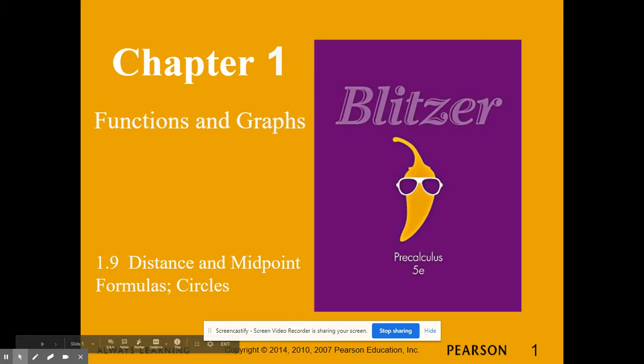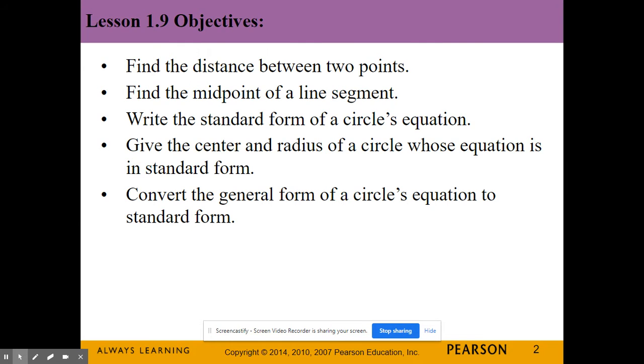All right, welcome to lesson 1.9. We're going to be talking about distance and midpoint formulas and circles. So let's quickly look at the objectives. We're going to find the distance between 2 points. We're going to use the midpoint formula, and then talk about circles. So standard form, general form, and then how to get the radius and the center from standard form.